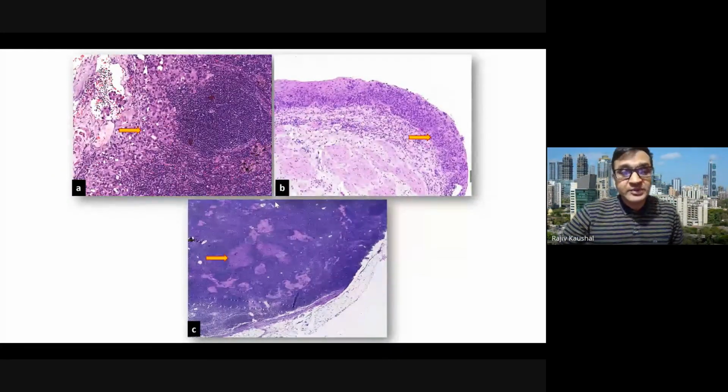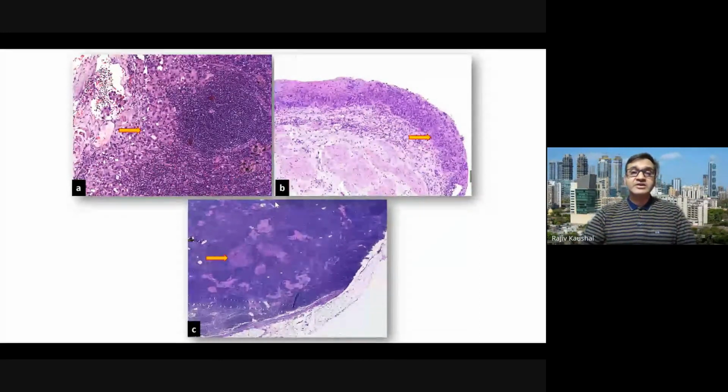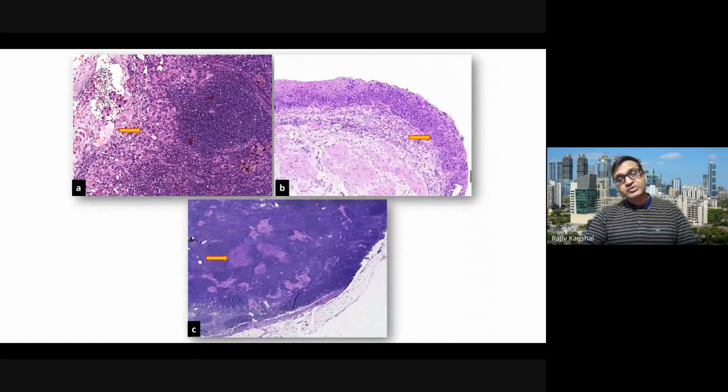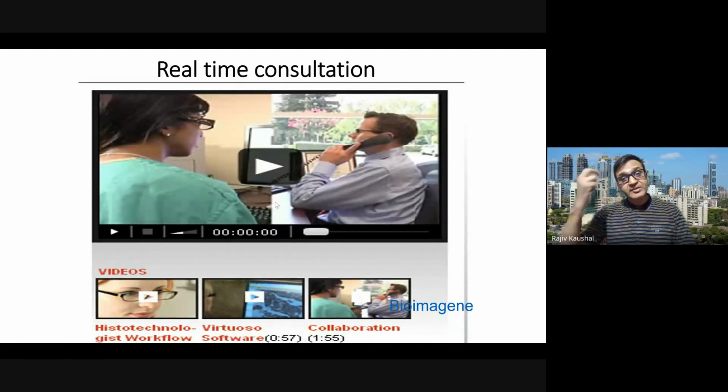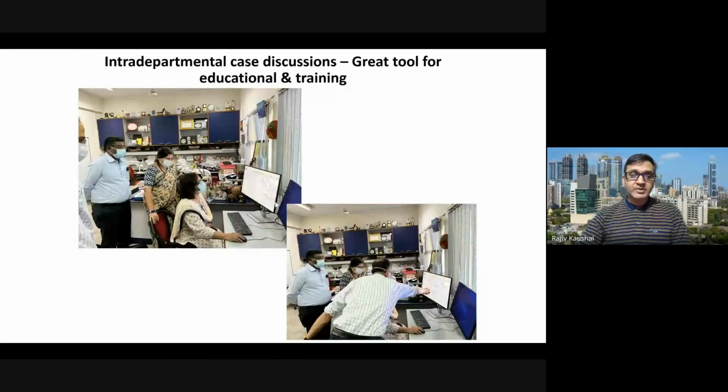With experience, you will come to know there are some areas where there can be challenges in interpretation using the digital tool, like identification of micrometastases, focal dysplasia, or when the foci are very small. Although there are assisted tools which help us pick up these foci, if you're using digital for primary diagnosis, it is better to make a checklist of challenging cases. Real-time consultations are very easy, and if you want to take an opinion from anyone across the globe, you can do it at the click of a button.